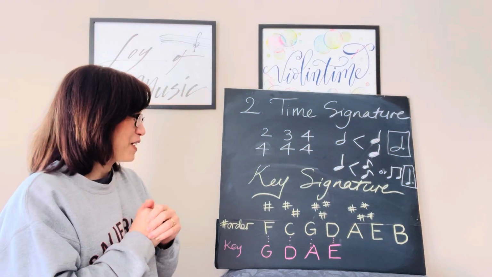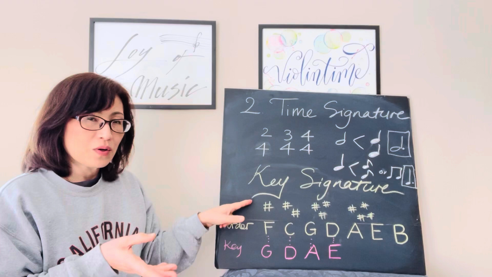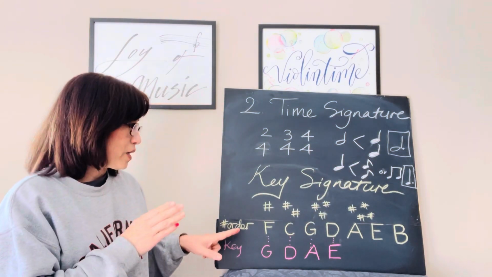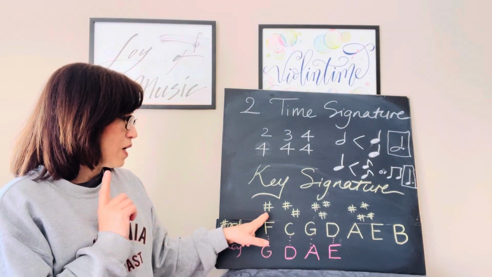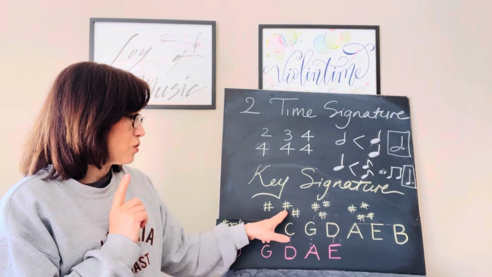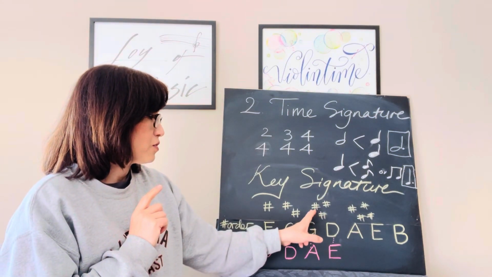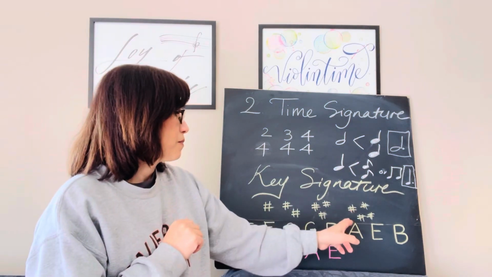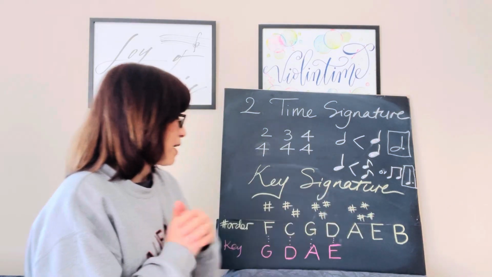Okay, now moving on to key signature. In the book, it goes up to 4 sharps. So the sharp order is like this. If there's only 1 sharp, it's F sharp. 2 sharps, that means F sharp and C sharp. 3 sharps, F sharp, C sharp, and G sharp. 4, F sharp, C sharp, G sharp, and D sharp.